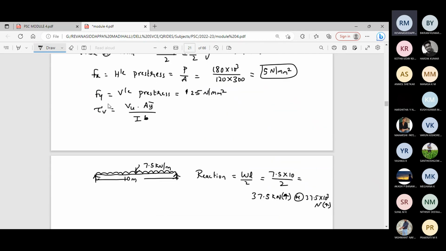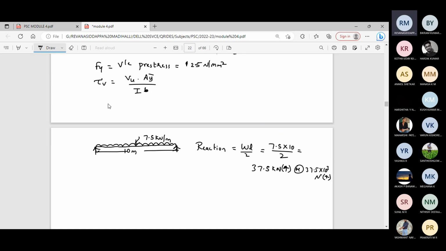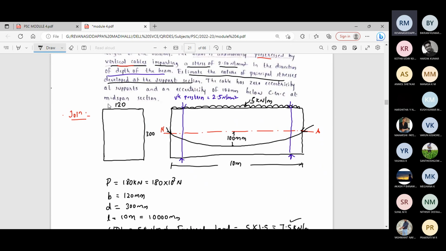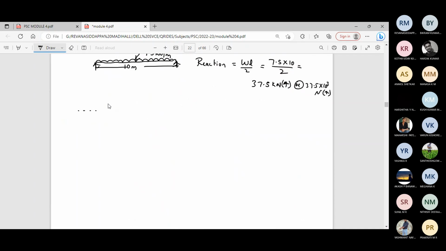Now, along with the shear force due to the load, there will be shear force due to the pre-stressing force as well at the support. That also we need to add with this value to get the net shear force. It's a parabolic cable, so we need to add the vertical component of this pre-stressing force, means P sin theta value.